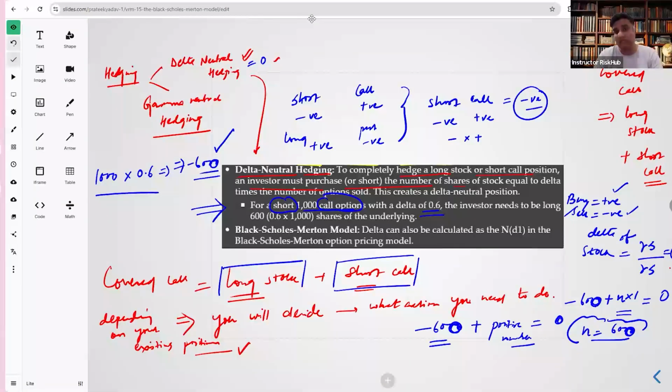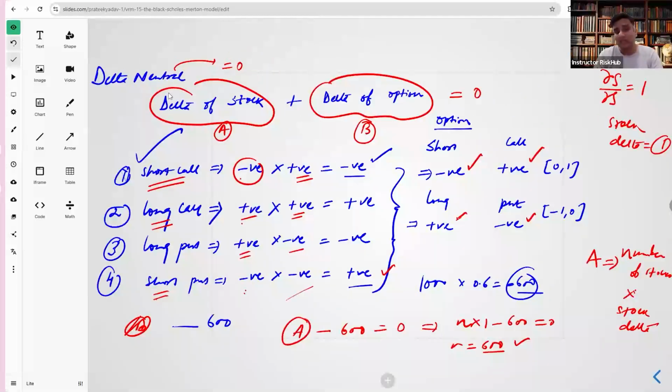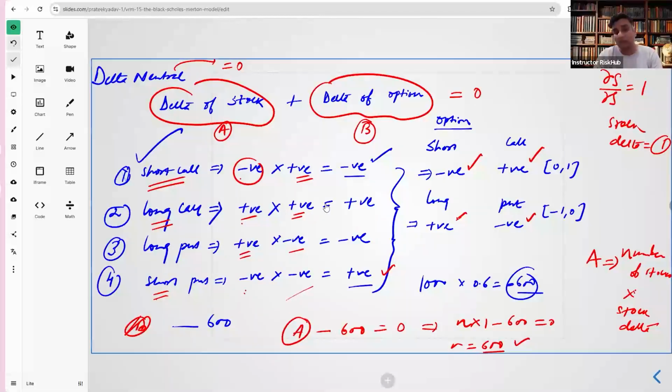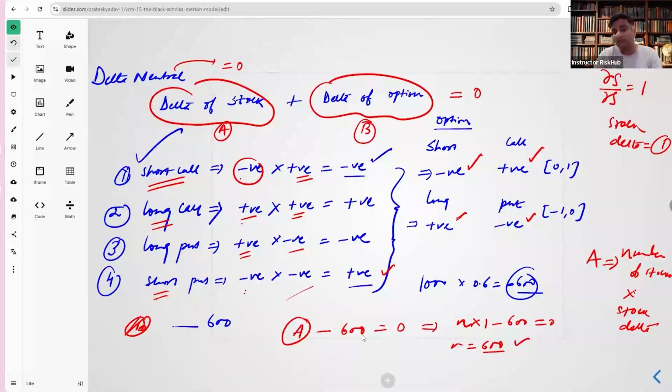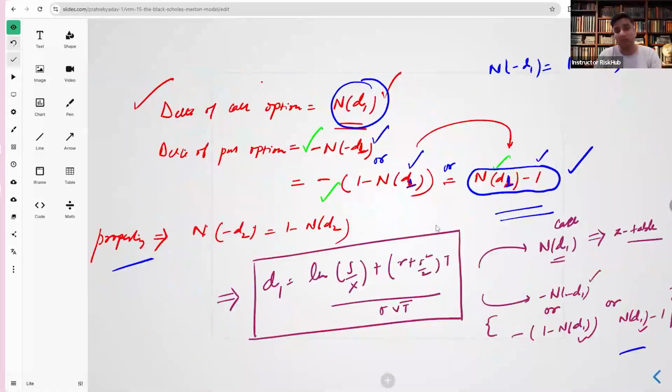It's the same thing which I did when I was teaching you derivatives, because this is the subject which I am expert in, right? I've given everything here. If a short call, negative into positive, negative. Long call, negative into negative, negative plus positive, positive. So the final sign is decided here. Please remember these things, how they come up. Everything is made in your notes.